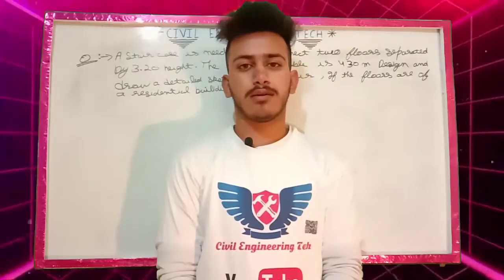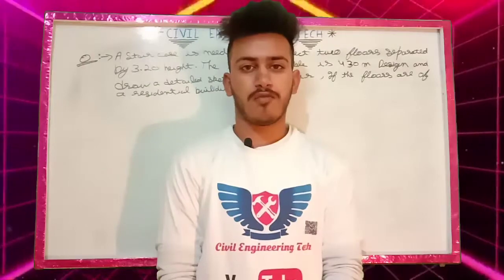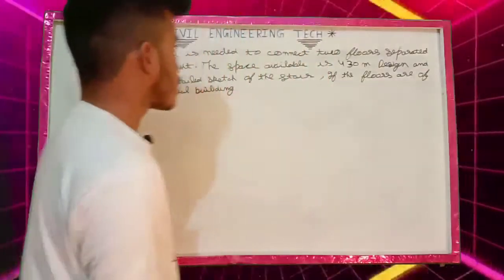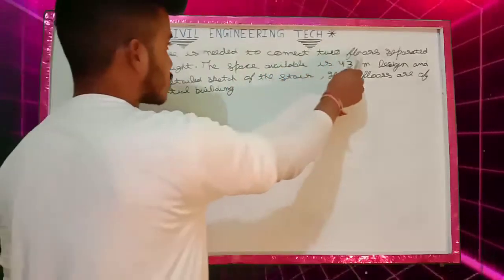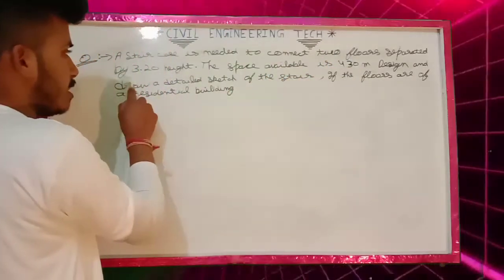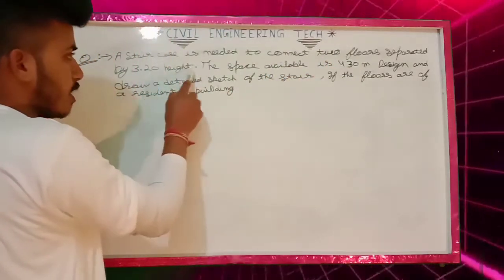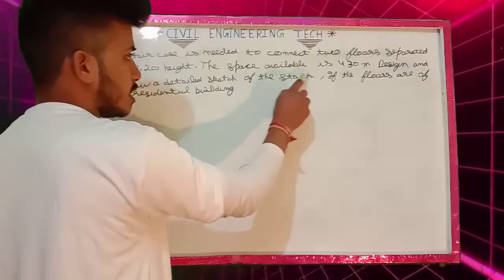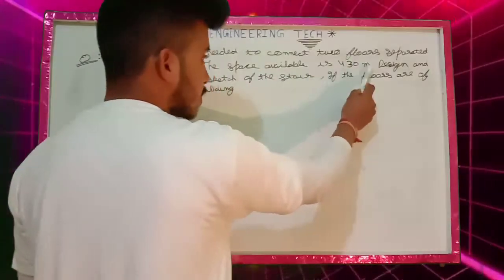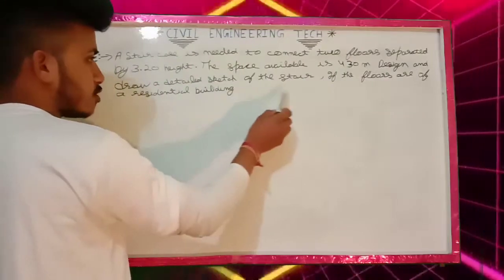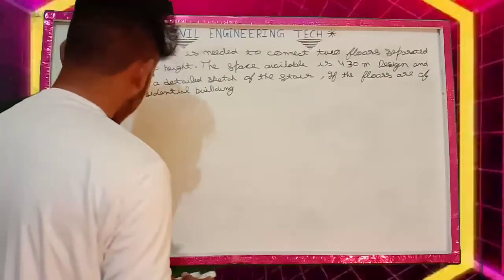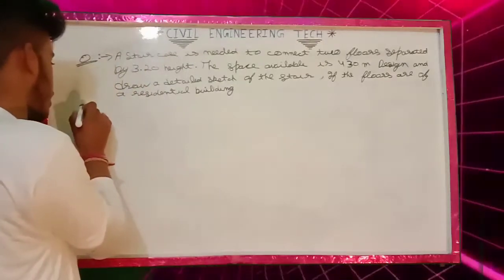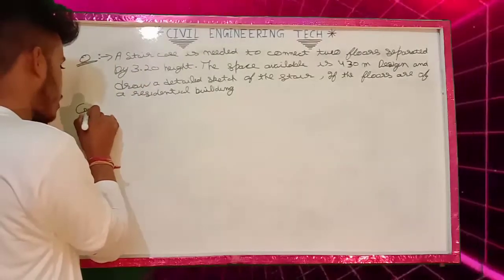Today we are discussing the numerical problem of dogleg stairs. A staircase is needed to connect two floors separated by 3.20 meter height, and the space available is 4.3 meter. Design and draw the detailed sketch of the stair if the floors are of a residential building. So first we write the given.